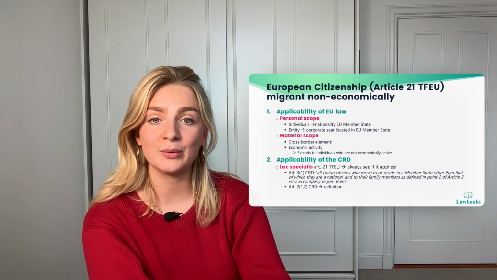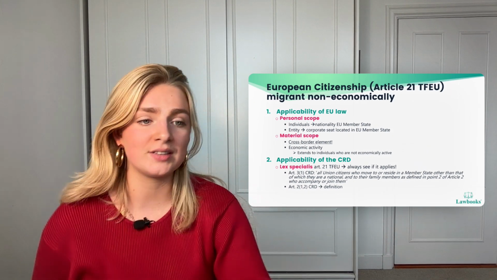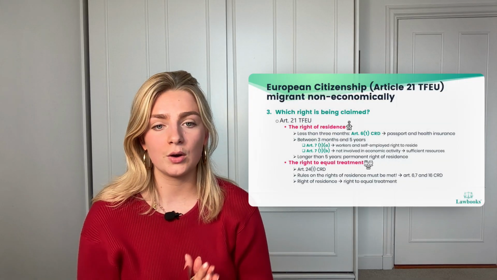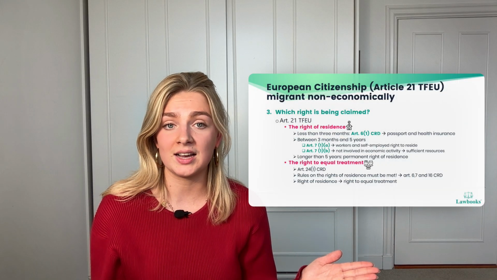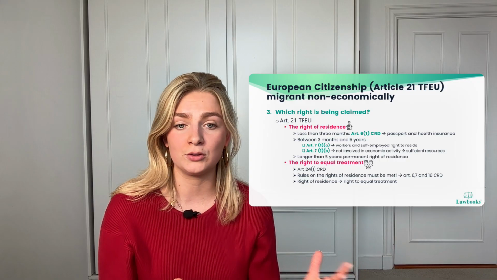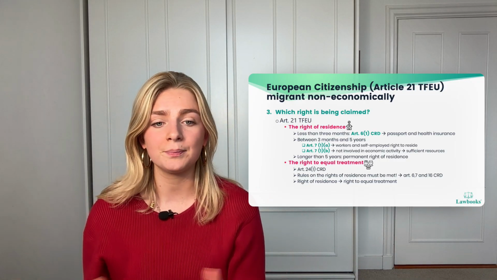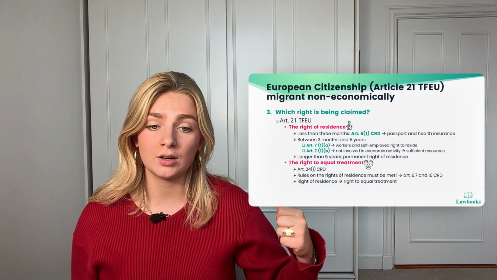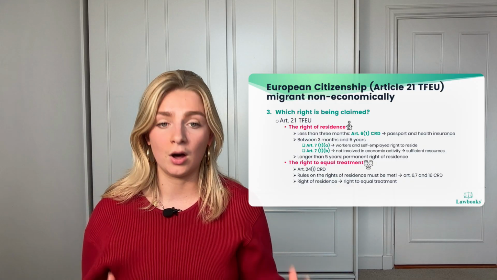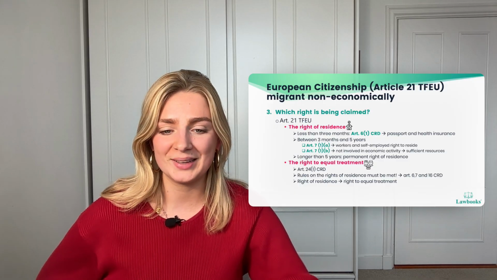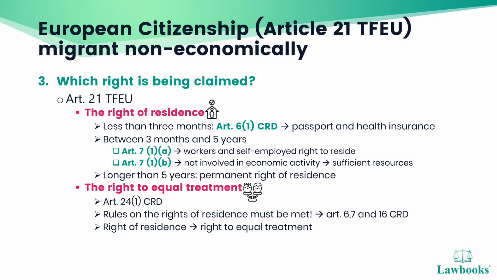If you stated, okay, we're dealing indeed with the Citizens' Rights Directive, then we're moving on. We're going to step 3, which right is actually being claimed, because we're talking about Article 21, but are we talking about the right of residence, een verblijfsrecht, or are we talking about the right to equal treatment, dus gelijke behandeling? Well, I'm going to zoom in again. When we're talking about Article 21, we have 2 rights that can be claimed or invoked. And that's the right of residence and the right to equal treatment. And it's very important to make a distinction.